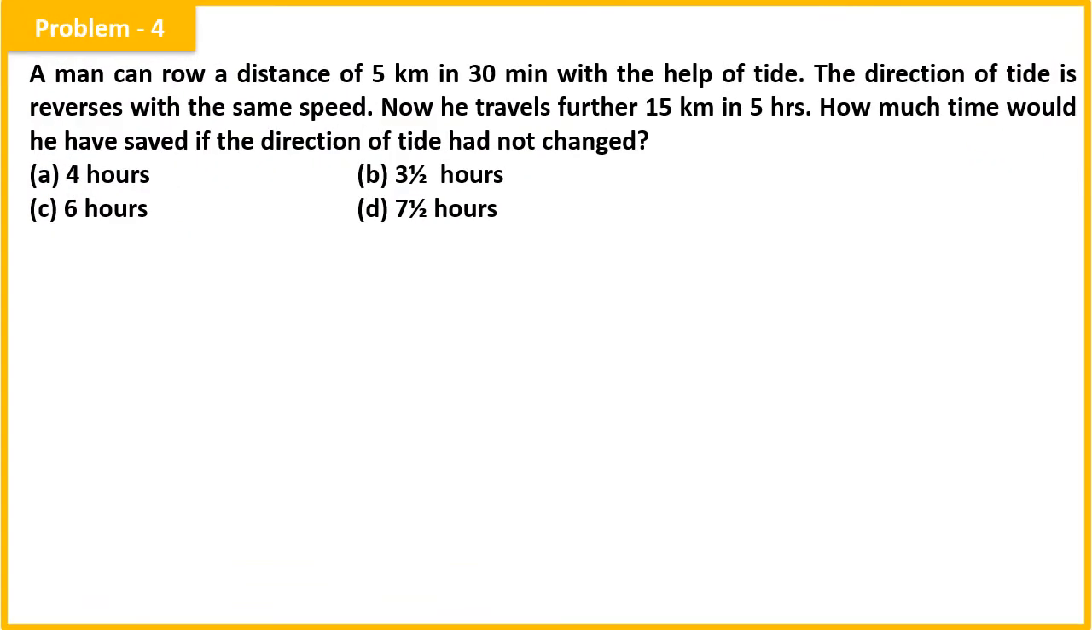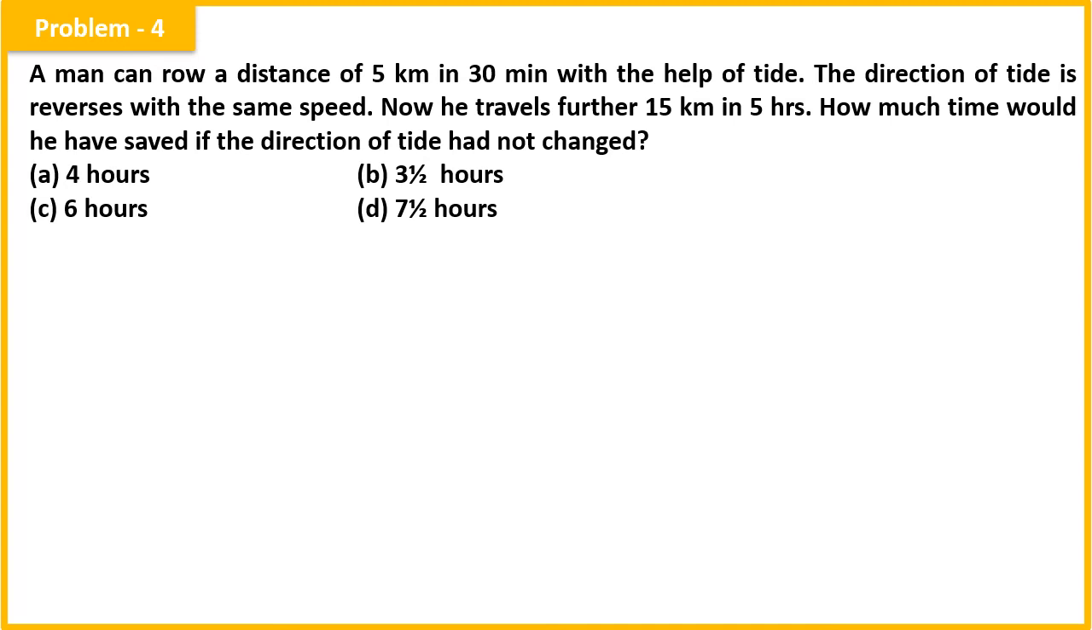Problem number 4. A man can row a distance of 5 kilometers in 30 minutes with the help of tide. The direction of tide reverses with the same speed. Now he traveled further 15 kilometers in 5 hours. How much time would he have saved if the direction of tide is not changed? You can pause the video and try this question on the paper. It's a logical question. And once you have solved it, you can again resume the video to look for the solution.